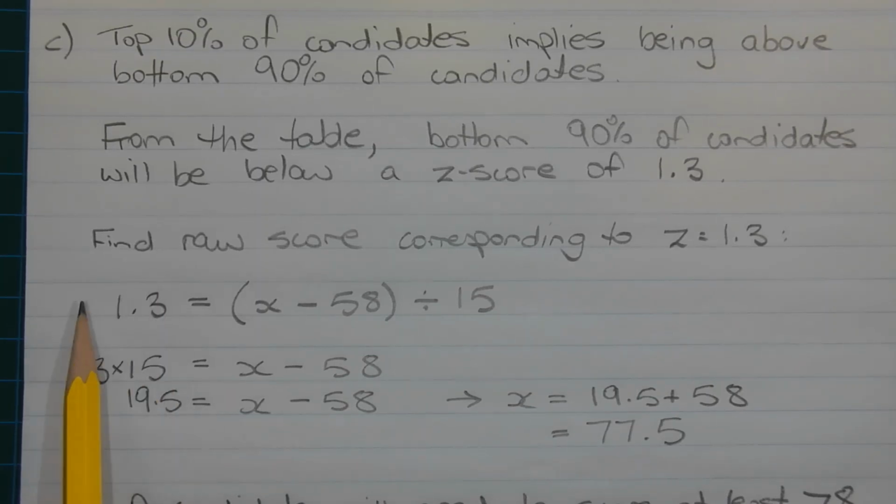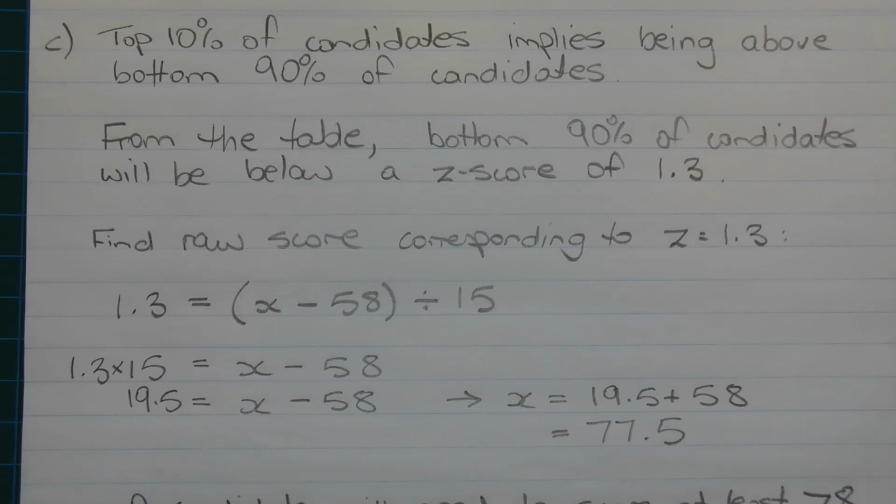So a z-score of 1.3 is equal to x minus 58 in brackets, where x is our raw score, divided by the standard deviation of 15. We're going to move this divided by 15 over to the other side, and it becomes a multiplication. So 1.3 times 15 is equal to x minus 58. Now 1.3 times 15 is 19.5. So the equation simplifies to 19.5 is equal to raw score minus 58. So isolating x, which is our raw score, we get x is equal to 19.5 plus 58, which equals 77.5.